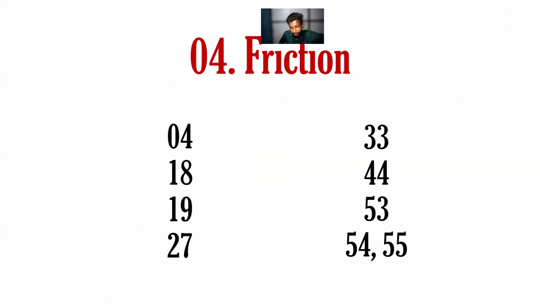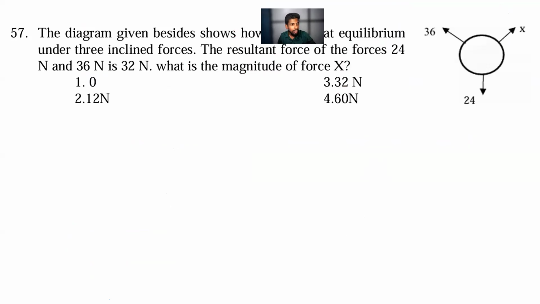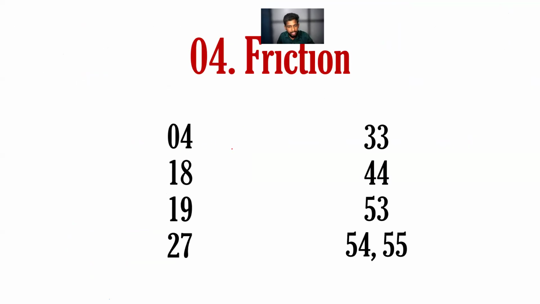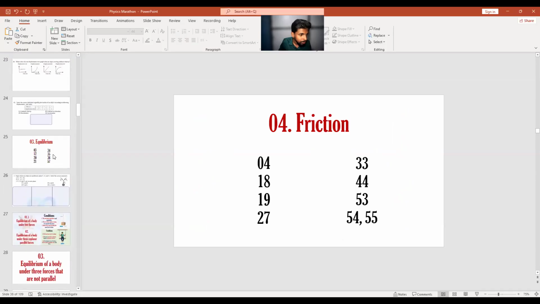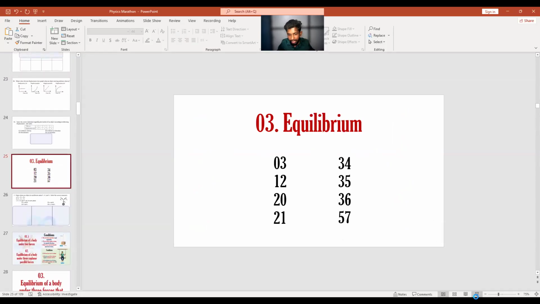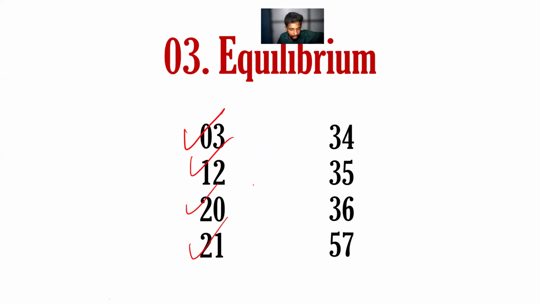Okay. We have discussed all these questions, right? You can cross check once again. Question numbers 4, 8, 19, 27, 33, 50, 44, 53, 54, 55, and 57. Just check whether we have discussed 3, 12, 20, 21, 34, 35, 36, 57 under the equilibrium part. Just cross check whether we have discussed.